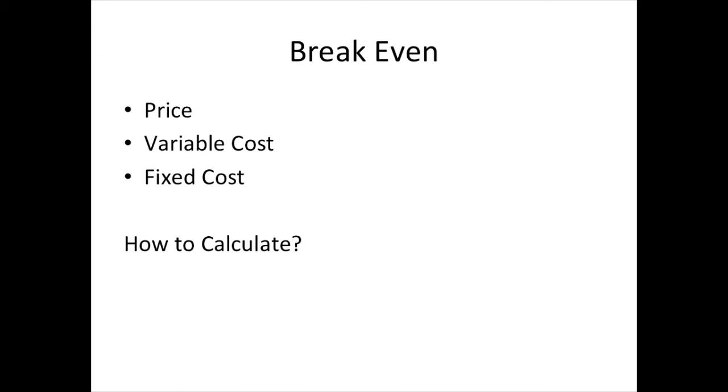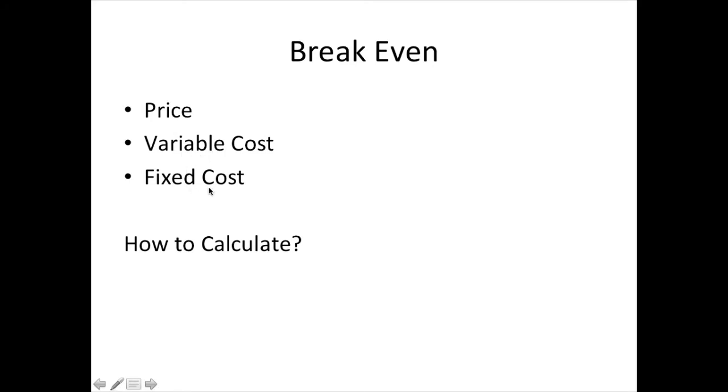The fixed cost usually comes in a lump sum per month, like your rent, for example. Whether your business is running or not running, you still have to pay the rent, right? So the fixed cost is per month. Price is per unit, variable cost is per unit, fixed cost is per month.